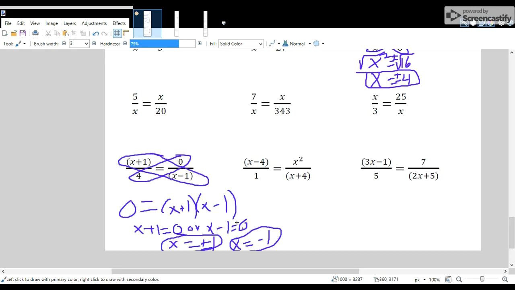X equals negative 1 on this one. Not positive 1 because that would be a vertical asymptote here. Let's look at one more example for the proportions. So let's cross multiply this last one.